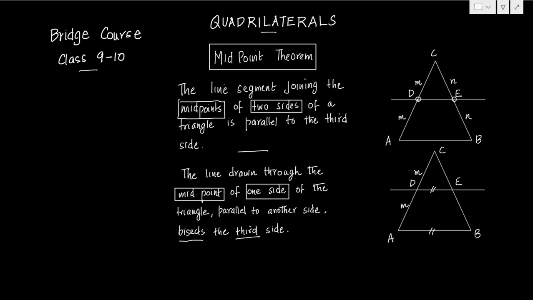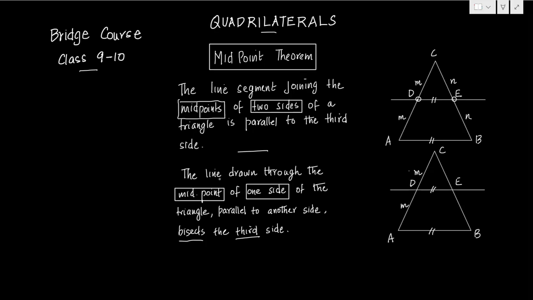So this line segment that is joining the midpoints is parallel to the third side. So this and this are parallel. Again, to repeat, if DE is a line segment joining the midpoint of AC and the midpoint of BC, then DE is parallel to AB. That is what the theorem says. So the converse of the theorem says something very similar, but the other way around.